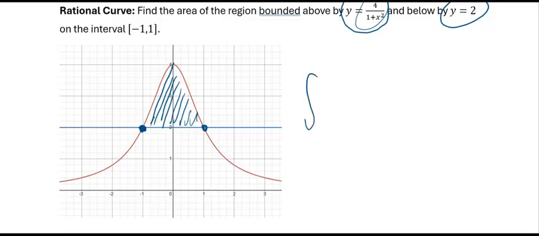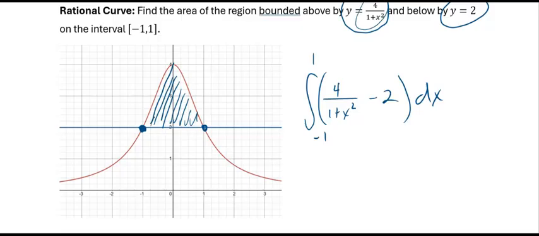So I'm going to integrate function of x, y equals function of x, from -1 to 1. Bigger function, in this case on top, 4 over 1 plus x squared. Smaller function, 2 dx. Okay, so then you integrate and you say, well, look at this thing.